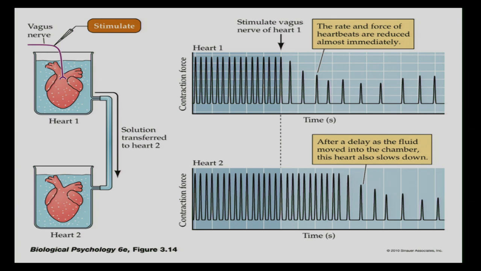Just siphoning off this liquid from this first heart into the second heart, after a little bit of a delay, slowed the heart down. This suggested that there was a chemical being released that was then in this fluid here that is still active and now, without stimulation of the vagus nerve, is now affecting the heart here. He then sucked off this liquid, figured out what was in there, and discovered the neurotransmitter acetylcholine. Okay? So that was the discovery that earned him a Nobel Prize.